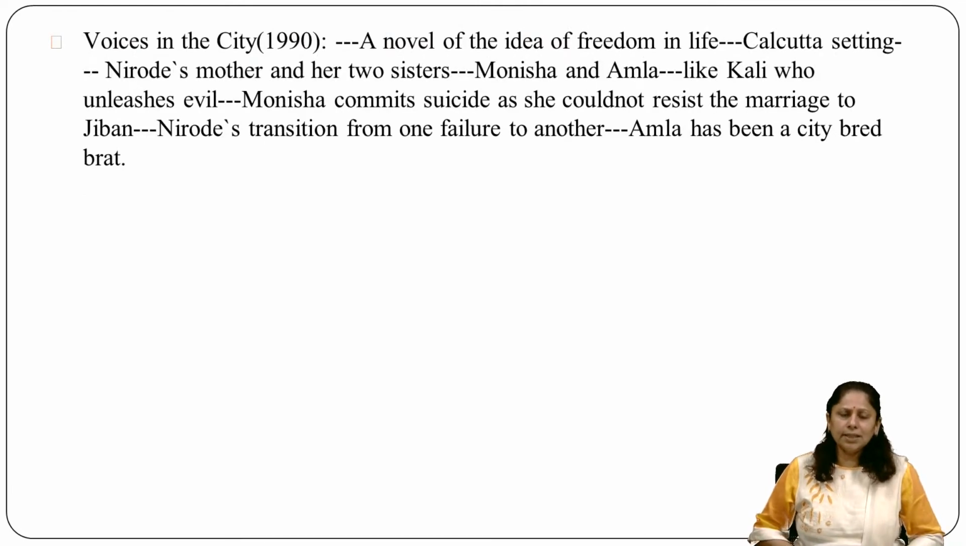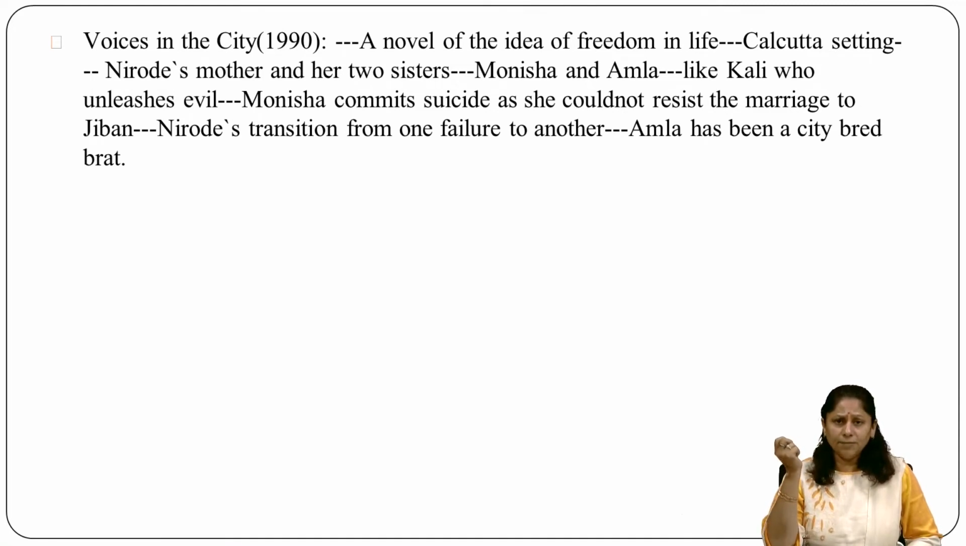Voices in the City, published in 1990, is a novel of the idea of freedom in life. The Calcutta setting features Nirode's mother and her two sisters, Monisha and Amla, like Kali who unleashes evil. Monisha commits suicide as she could not resist the marriage to Jiban, and Nirode goes from one failure to another, and Amla has been a city-bred brat. So there are three main characters in this novel, Voices in the City.